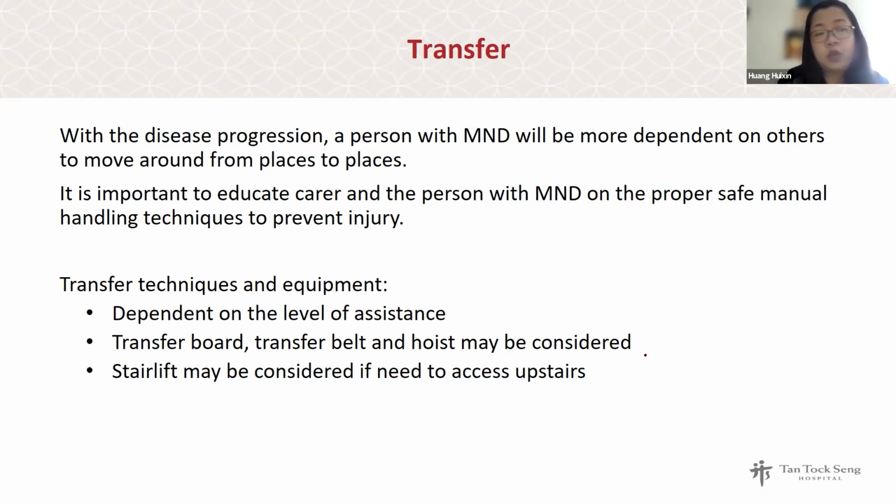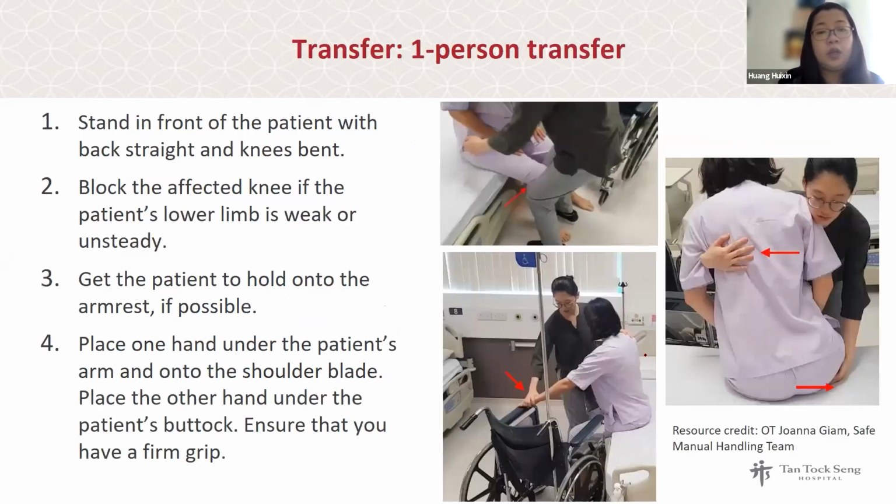Okay, and the equipment that we suggest will normally be determined by the carer themselves, how strong they are, and also our client or patient with MND, how dependent they are in terms of their function level. So is there a need to use a transfer board or a transfer belt or hoist? Yeah, these are the things that we consider. Okay, so this is just an illustration of a normal transfer that we are looking at. Normally, because of Zoom, I can't really demonstrate very well to you guys.